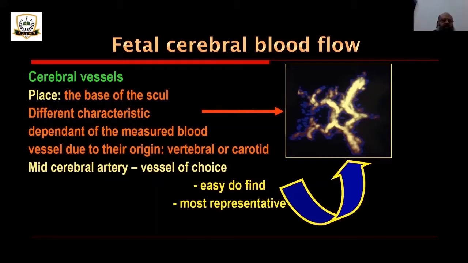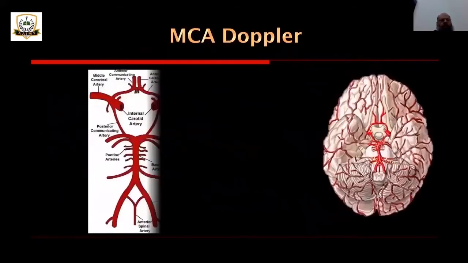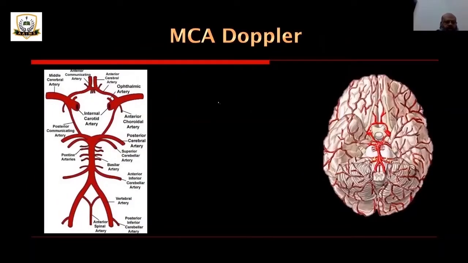The middle cerebral artery is the vessel of choice, easy to find and most representative. Here it is. So we will look for the circle of Willis, and then we will find two middle cerebral arteries. Here it is again, the circle of Willis. And you can see the anterior cerebral artery. This is again the anterior cerebral artery, the small anterior communicating artery, then the ophthalmic artery, a smaller one, the anterior choroidal artery. These are the internal carotids.